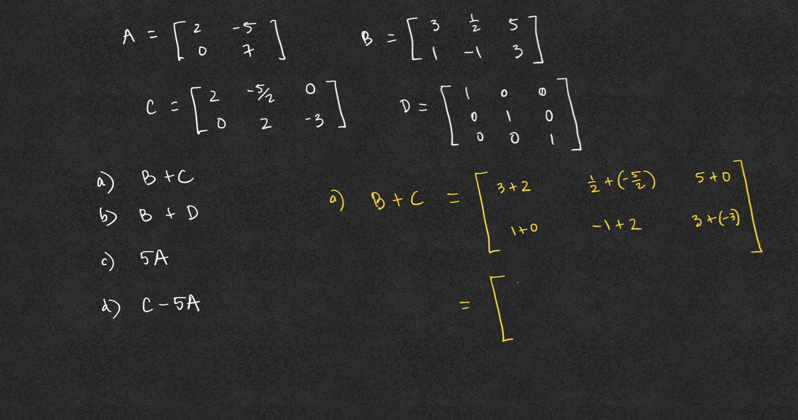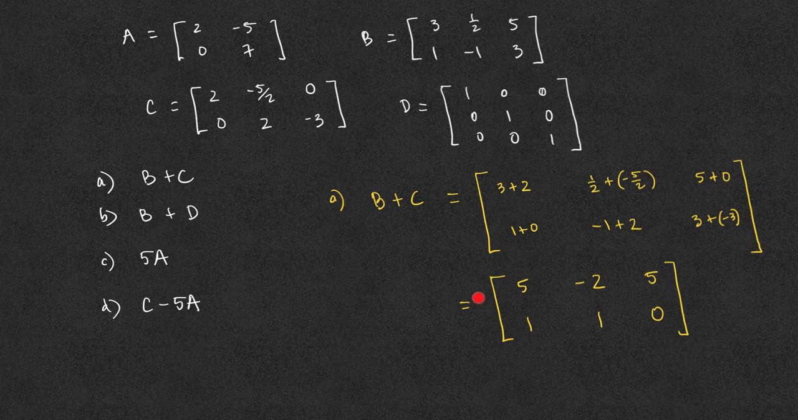3 plus 2 is 5. 1/2 plus -5/2 is -4/2, which is -2. 5 plus 0 is 5. In the second row, 1 plus 0 is 1. -1 plus 2 is 1, and 3 plus -3 is 0.